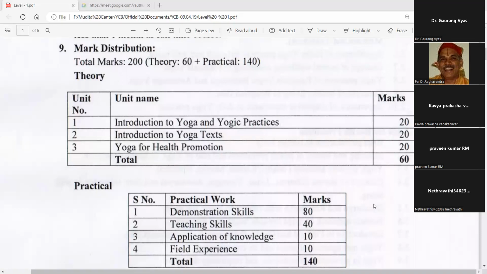So that means you all have to attend all the questions. All 60 questions you have to attend. You must attend the 60 questions because it has no negative marking.